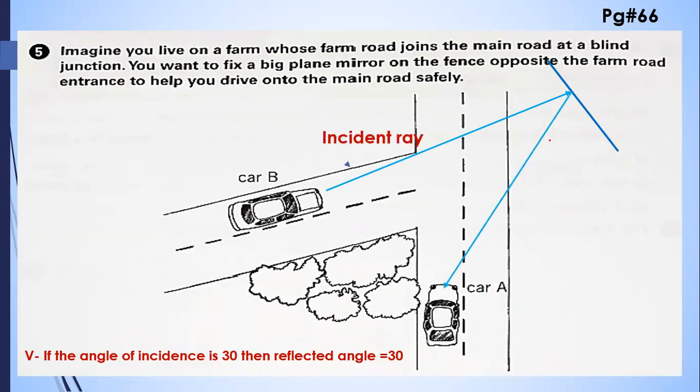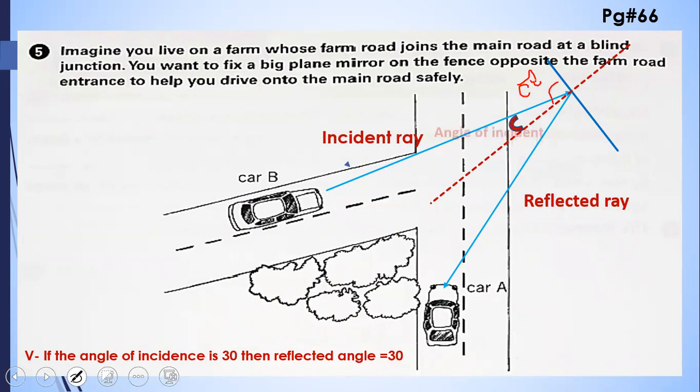Then this is also called the incident ray. This ray is called the reflected ray. We will draw a normal. This is a normal that makes an angle of 90 degrees with the mirror. Okay. This is the angle of incidence. This is also called the angle of reflection. And this is the mirror. And the answer of part 5 is, if the angle of incidence is 30 degrees, then the angle of reflection will be 30 degrees also.